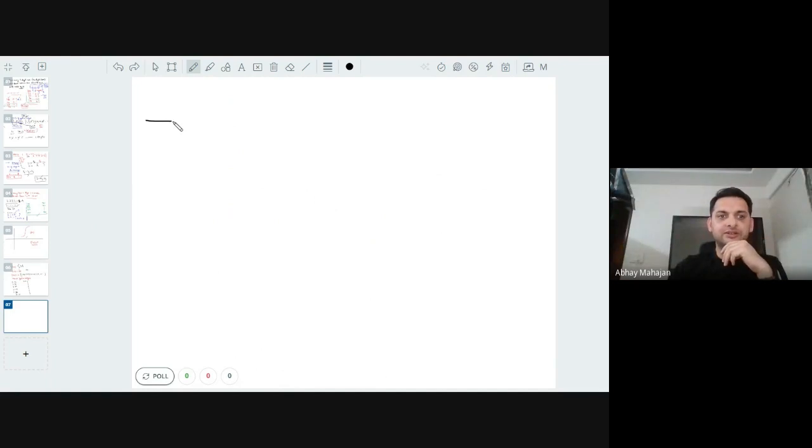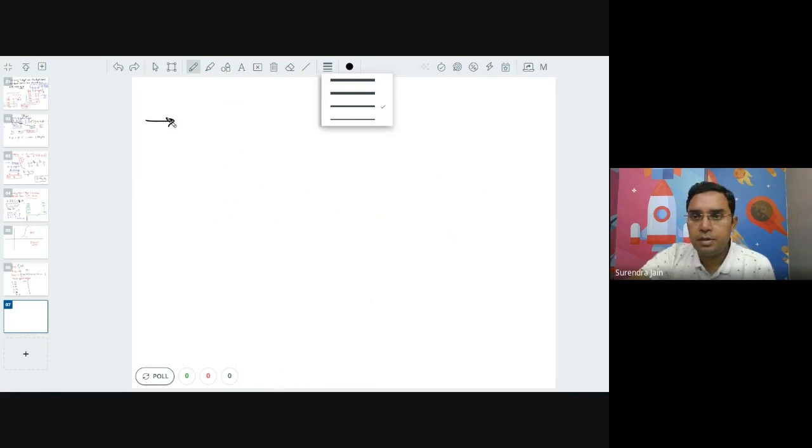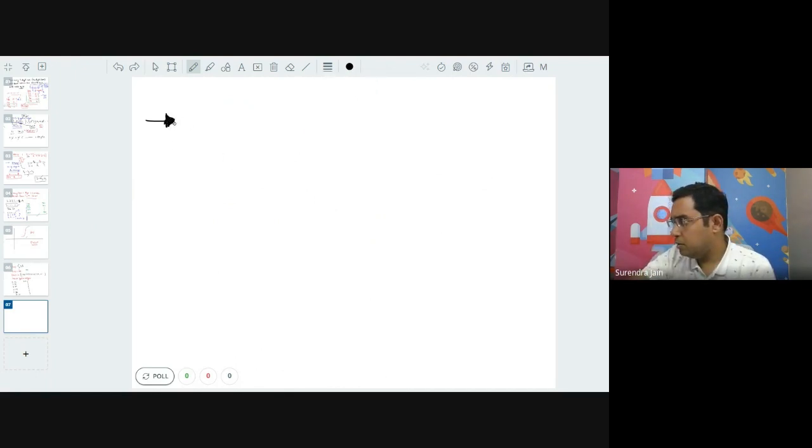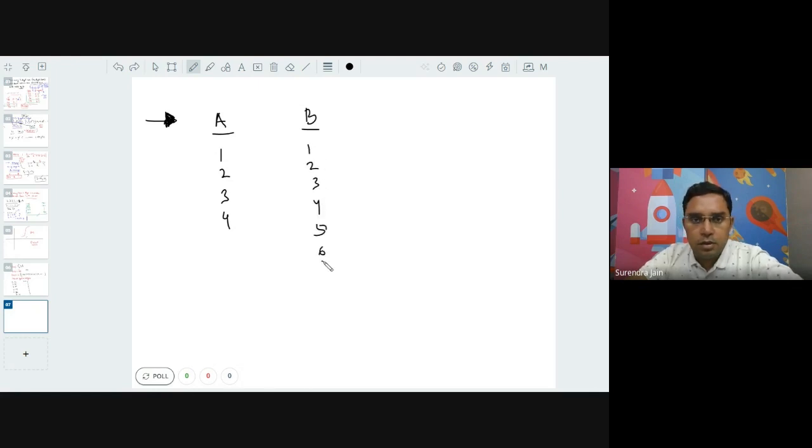Okay, so any other question? We have a question on PNC, sir? Not a simple question. I will ask one question. Suppose you have to make a function, sir. The same question that I asked that day. It's a function f from A to B, and A has 4 elements and B has 7 elements. You have to make a non-decreasing function from A to B.